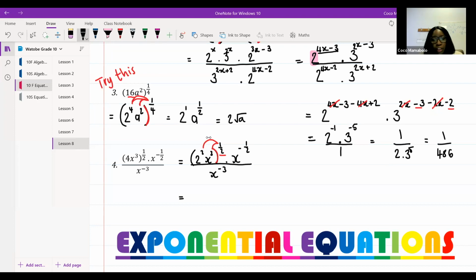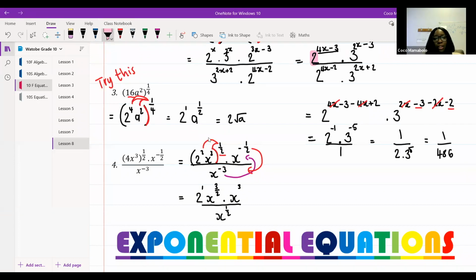2 times 1/2 will give me, keep my base, don't forget to keep your base, 2 to the power of 1. And then I'm going to keep my base x, and then 3 times 1/2 is going to give me 3/2, multiplied by, and then I'm going to take this x to the power of -3 and bring it up to the top. So this will be multiplied by x to the power of 3 over, and then my x to the power of -1/2 will go to the bottom. And I will get x to the power of 1/2. It will become positive when it comes to the bottom.